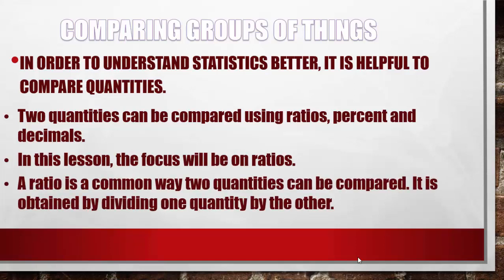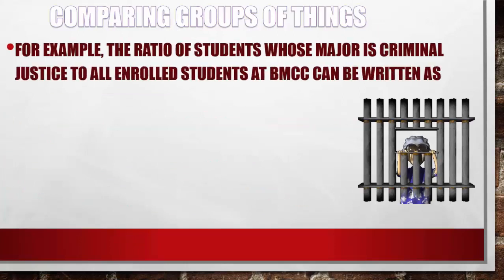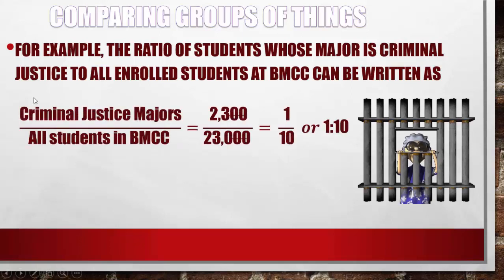And a ratio is a common way that two quantities can be compared, and it is obtained by dividing one quantity by another. For example, the ratio of students whose major is criminal justice to all students enrolled at BMCC can be written in the following way. We have the criminal justice students, and then, represented by the line, all students enrolled in BMCC.